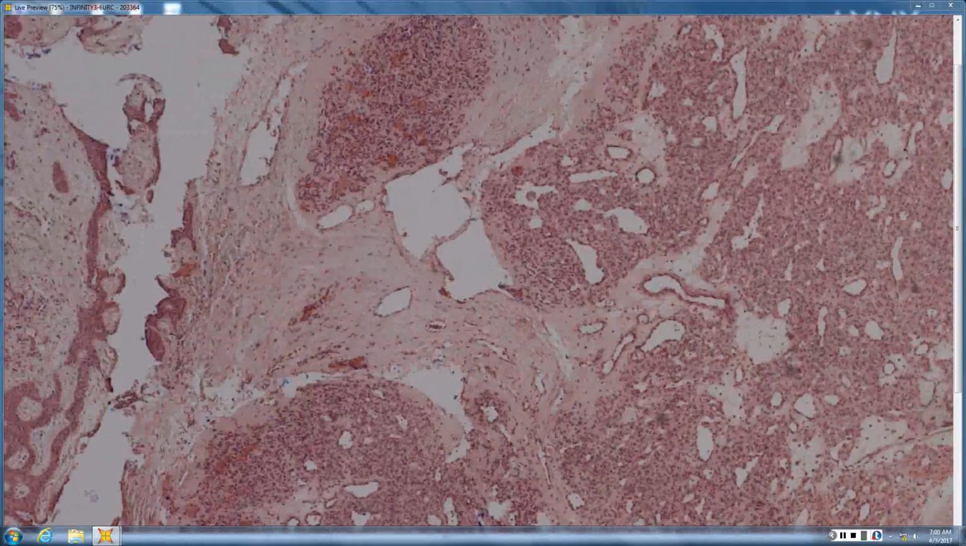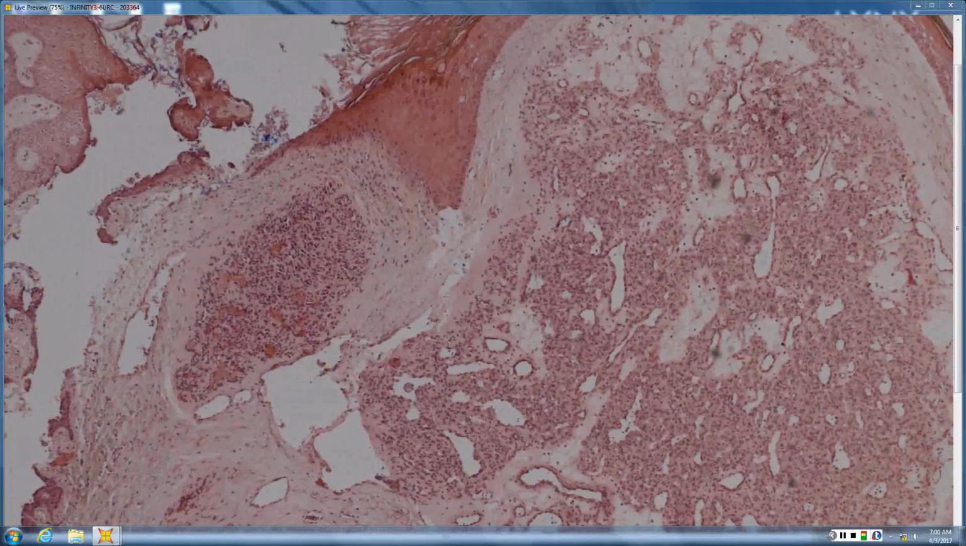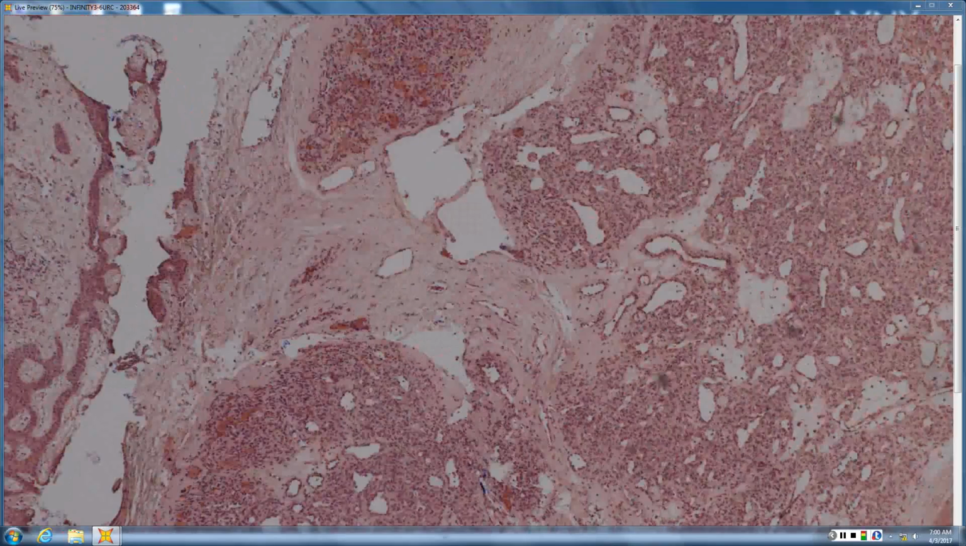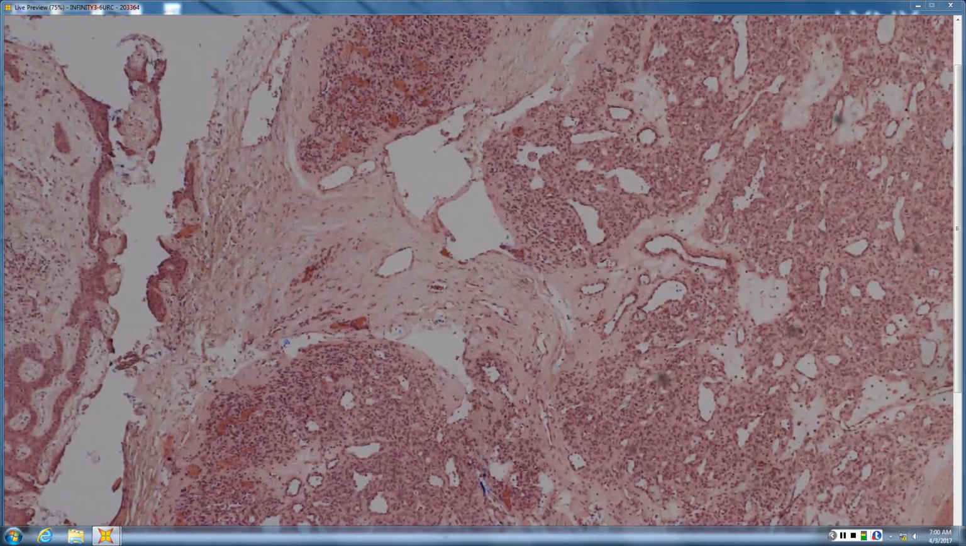And one of the things on differential is bacillary angiomatosis, which of course we don't see that often, but there is one of those in here, and it's not going to be as well defined as this, and there'll be more neutrophils all over, and you have a somewhat different clinical history.